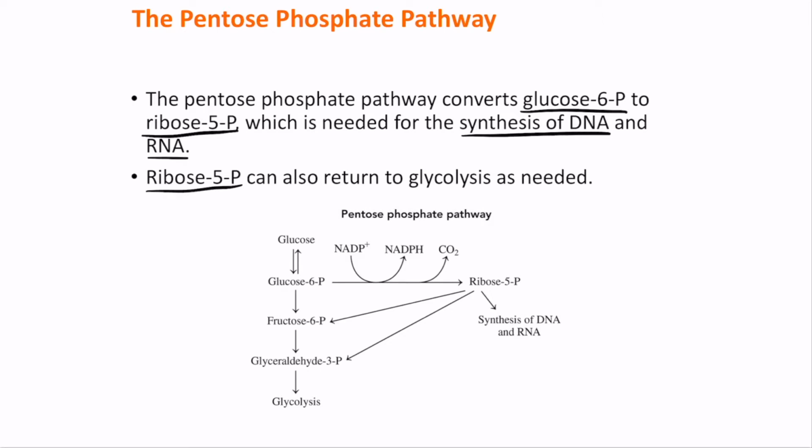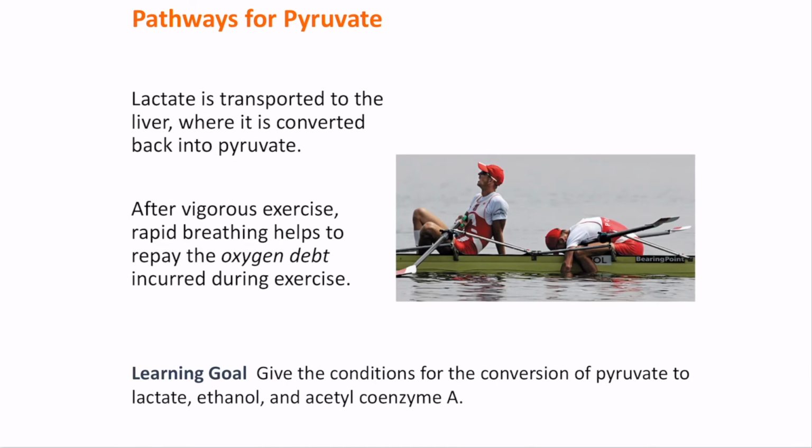And this ribose 5-phosphate can also return to glycolysis as needed, so it can end up becoming fructose 6-phosphate, which can convert to glyceraldehyde 3-phosphate and undergo glycolysis again. Remember that this is a double-sided pathway, which means that it can get out of glycolysis and it can enter into glycolysis at any point in time.